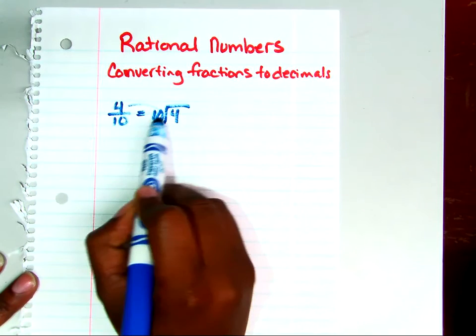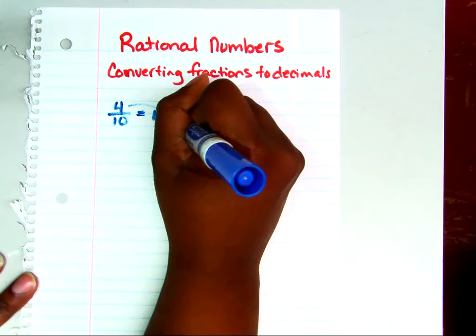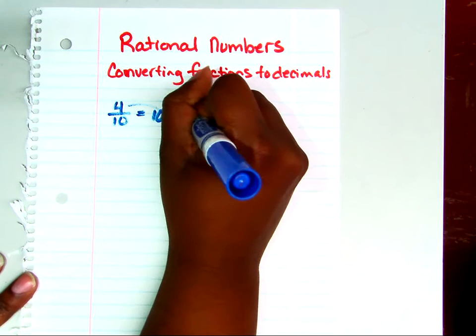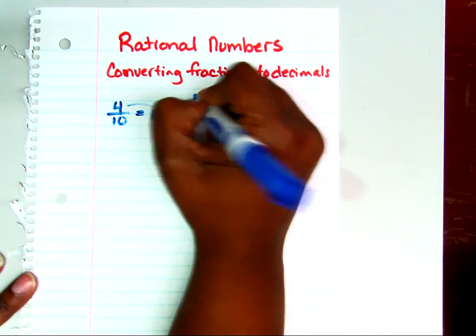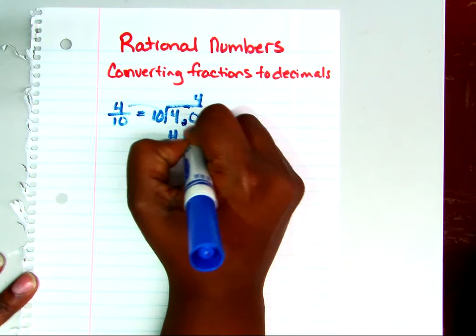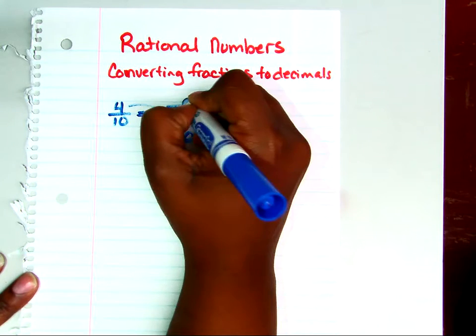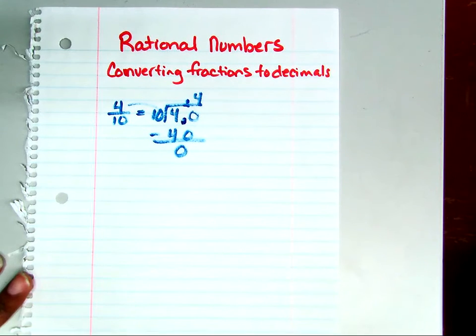How many times can 10 go into 4? It can't. So add a 0. How many times can 10 go into 40? 4 times. 10 times 4 is 40. And that's 0. And I bring my decimal point up.